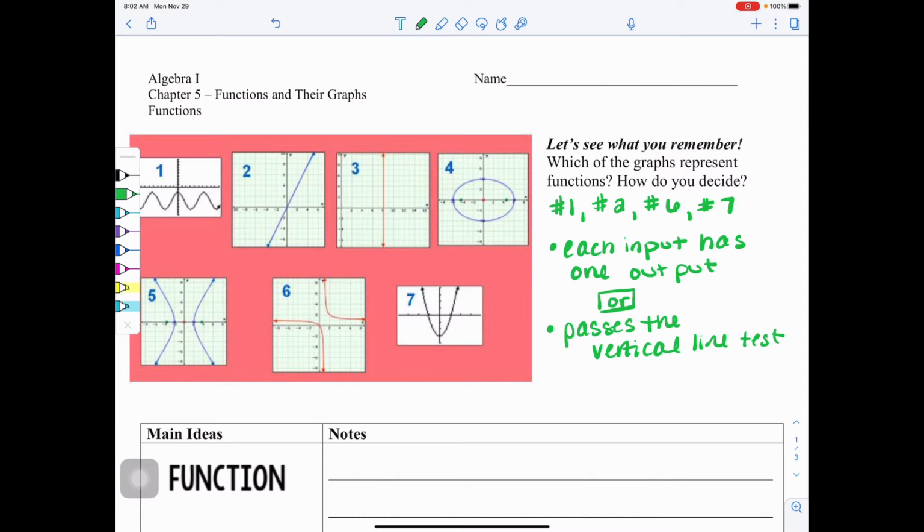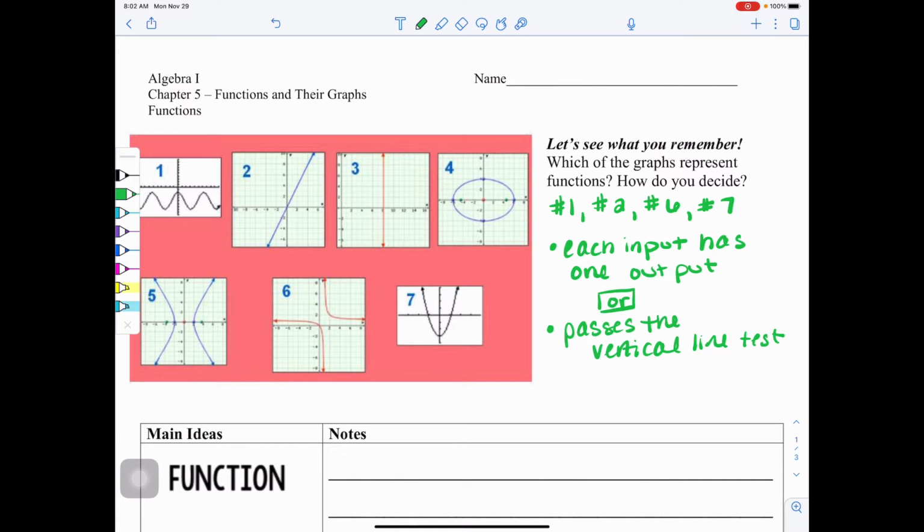So hoping you would remember one of the two options you have to decide whether these graphs are functions or not. The first option would be to say that each input has one output, which is the definition of a function, or that it passes the vertical line test, which is a special test you learned about last year that you can use for graphs only to determine if it's a function or not.